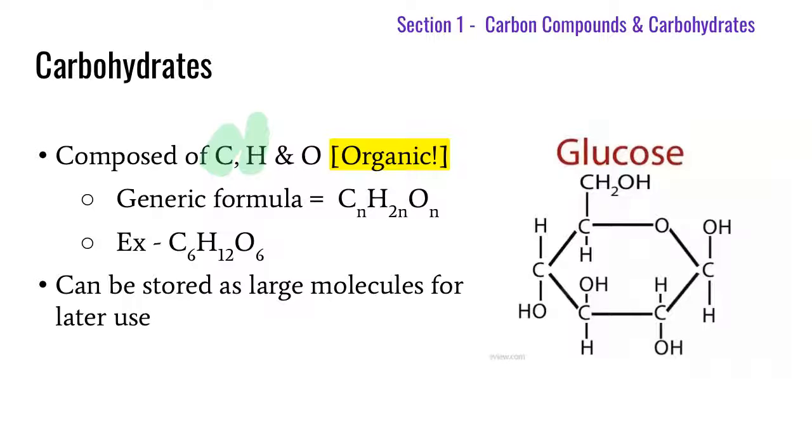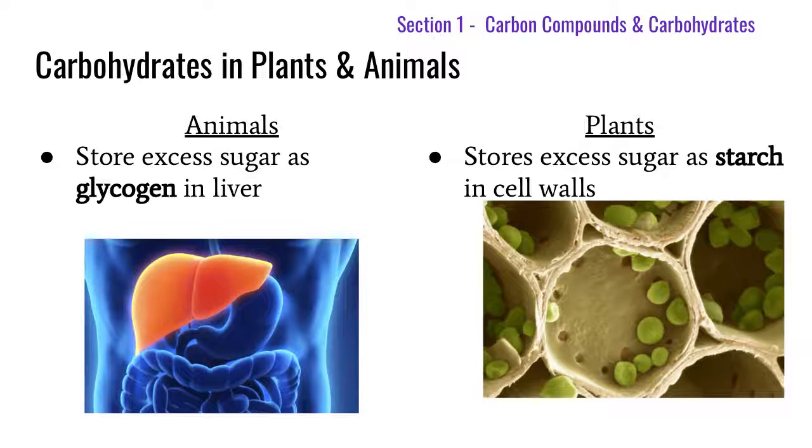The cool part about carbohydrates is they can be stored as large molecules for later use. So what we can see here is this nice ring structure that we get with a carbohydrate. So we see lots of bonds with these straight lines with oxygen and hydrogen, and because we have carbon and hydrogen, we know it's organic. There are times where we really need to be able to store this quick energy so we can have a little bit of energy later on.